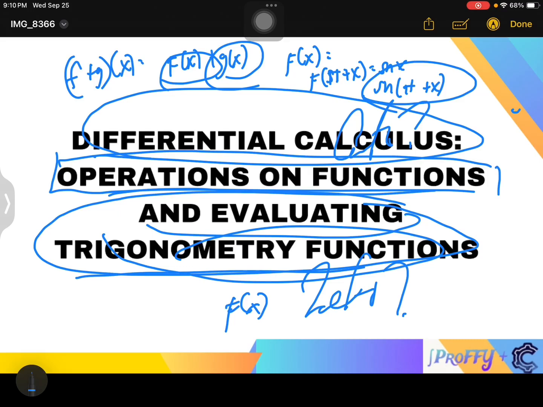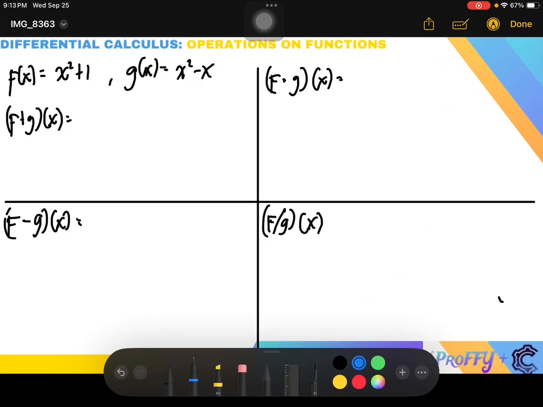Let's go. So hello guys, so for the first problem is the f of x plus g of x. So dahil meron na tayong value ng f, which is x squared plus 1, and g of x is x squared minus x. So, to get the sum is ganito yung gagawin. F of x plus g of x. Pinaghiwalay ko lang siya guys kasi may plus and then plus.